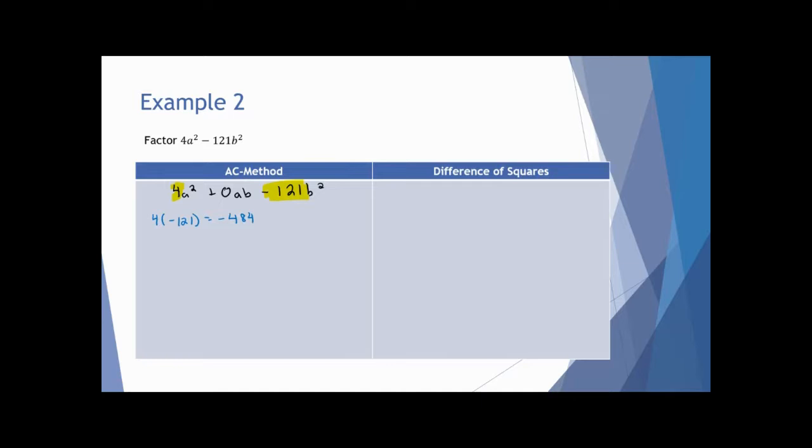Now I need to figure out a combination of two numbers that multiply to negative 484 and add to 0, because I have to add to that middle term. So I need a positive and a negative number, and they need to be the same number in order to cancel out to 0. If I take the square root of 484 and ignore the negative, that gives me 22. So I need a positive 22 and a negative 22. Those will multiply to negative 484 and then add to 0.